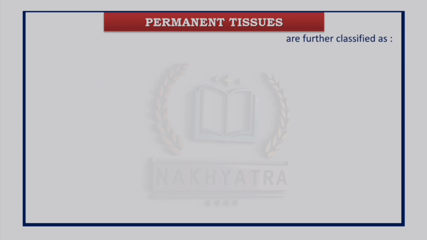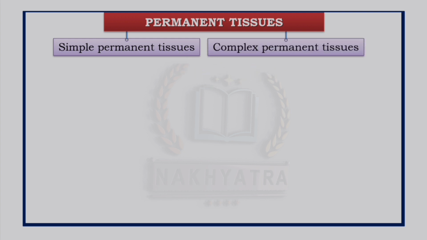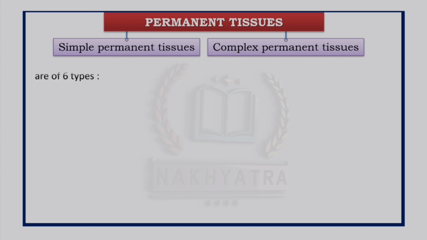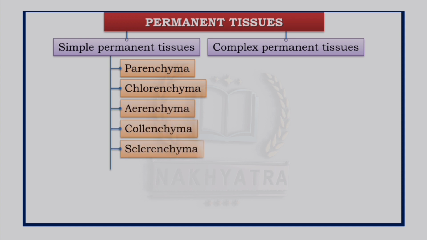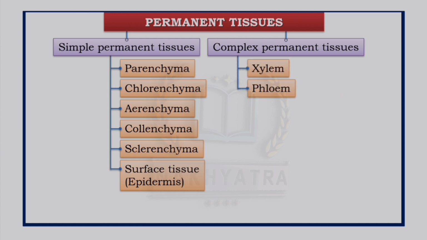Now permanent tissues are classified as simple permanent tissues, that means made up of one type of cells, and complex permanent tissues, that means made up of more than one type of cells, as I already explained in our previous lecture, right? Now see, the simple tissues are of 6 types. First one is parenchyma, then collenchyma, aerenchyma, sclerenchyma, and the last one is the surface tissue, that means the epidermis. And the complex tissues are of 2 types. They are xylem and phloem.